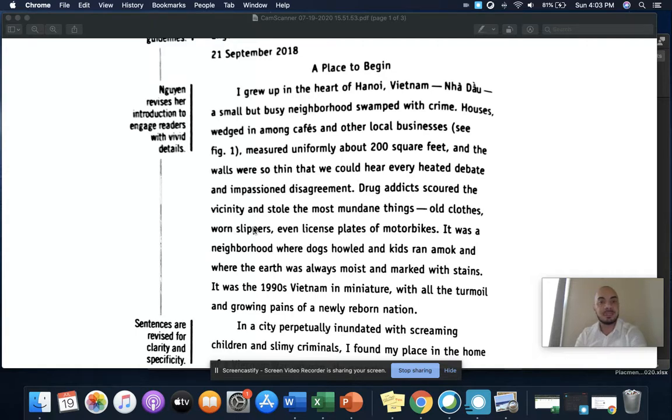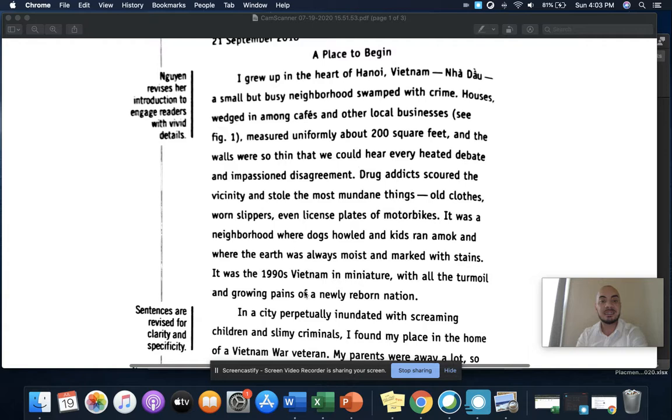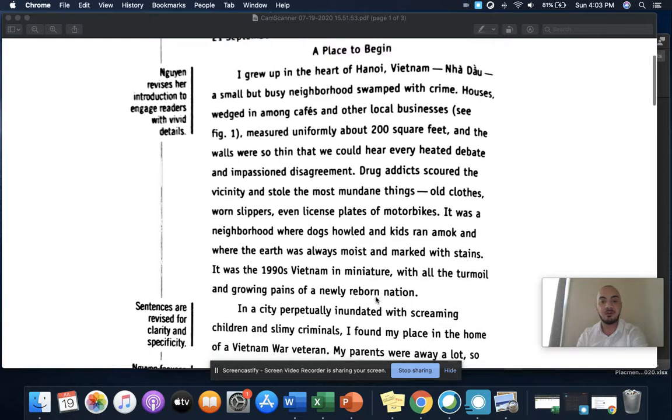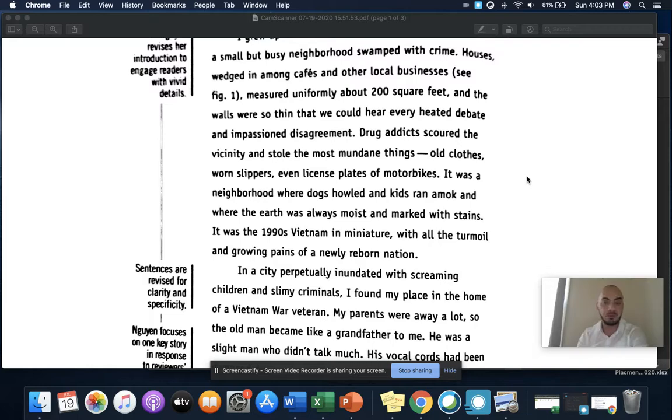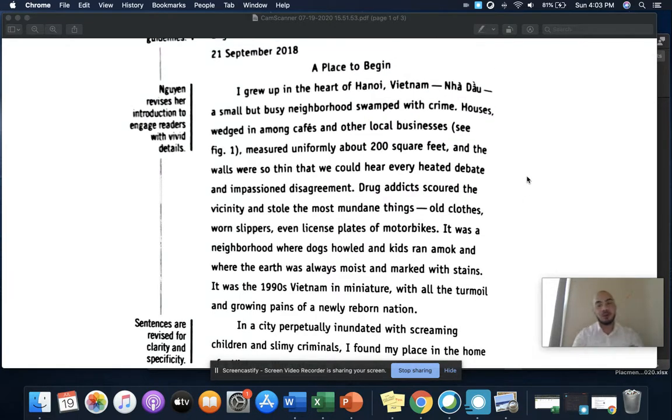Drug addicts scoured the vicinity and stole the most mundane things: old clothes, worn slippers, even license plates of motorbikes. It was a neighborhood where dogs howled and kids ran amok, and where the earth was always moist and marked with stains. It was the 1990s Vietnam in miniature, with all the turmoil and growing pains of a newly born nation. In a city perpetually inundated with screaming children and slimy criminals, I found my place in the home of a Vietnam War veteran.